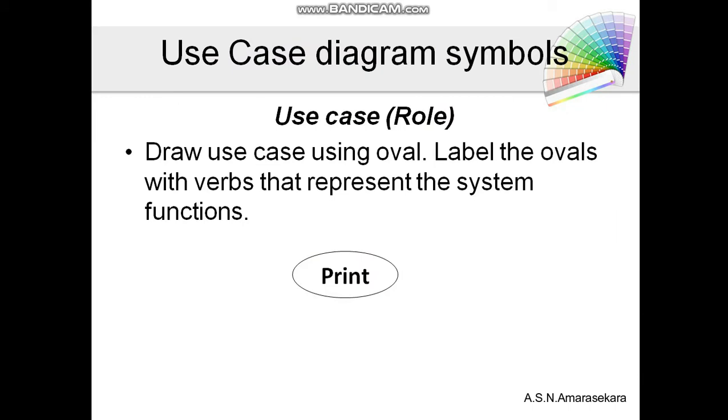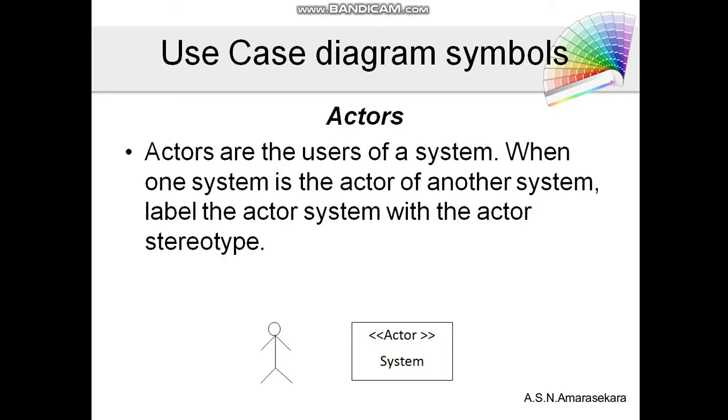Now we are going to consider the symbols used in a use case diagram. First, the use case. A use case is used to represent a service which we are going to provide under that system. An oval is used to indicate the use case, and inside the oval we write the service name. Next, the actor. Actors are the users or external systems which connect with the implemented system. We can use a human symbol to represent a person, and a rectangle to represent an external system. Inside the rectangle we write the system name.